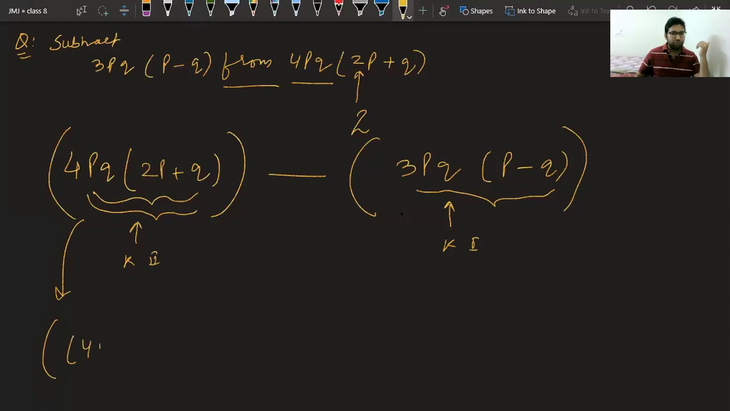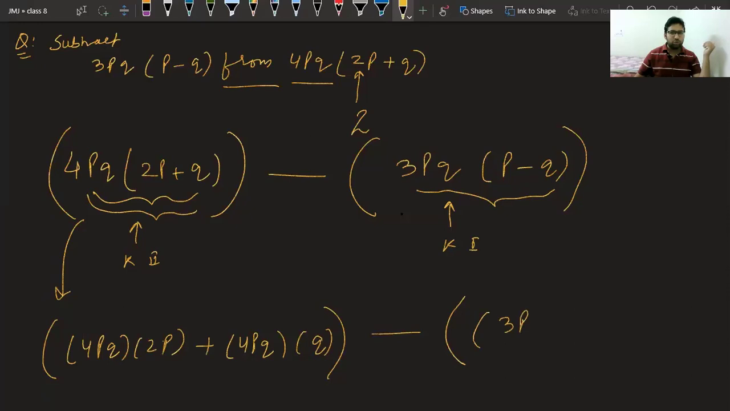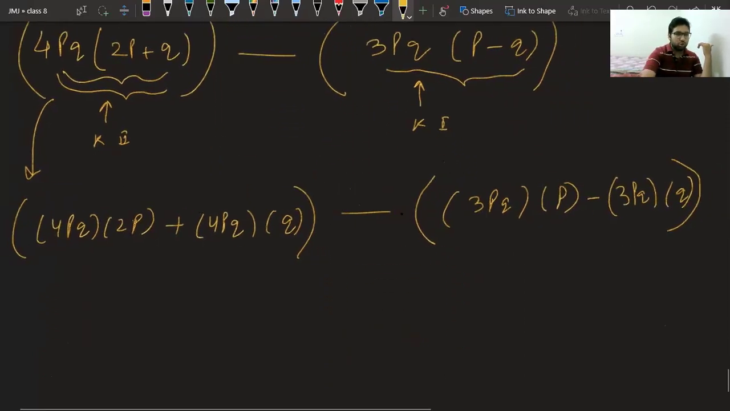The internal conflict in kingdom number 2 is very simple. You will get 4pq into 2p plus 4pq into q. Then you have the minus sign. Then you have the second kingdom in which there is internal conflict. Try to resolve the conflict. We are resolving the issue: 3pq into q. So we are very close to this resolution.